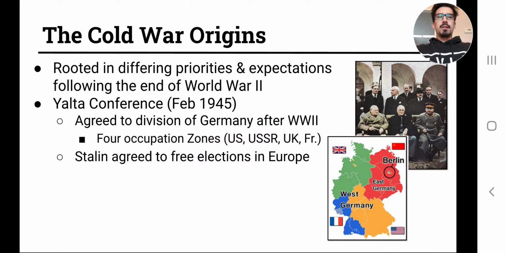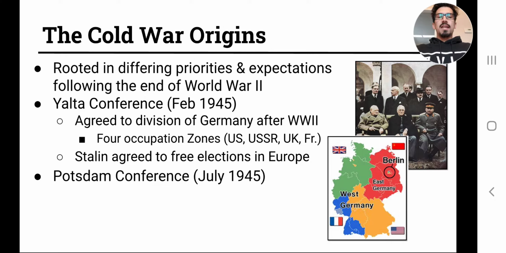One of the other points of the Yalta Conference was that Stalin agreed to free elections in Europe, and these are going to be the Eastern European nations where the Nazis had originally invaded during Operation Barbarossa, as well as their occupations of the Balkan states and Southeast Europe. He agreed that he would allow free elections. So this was a really big point of contention at the time.